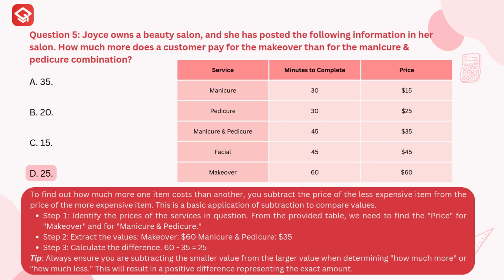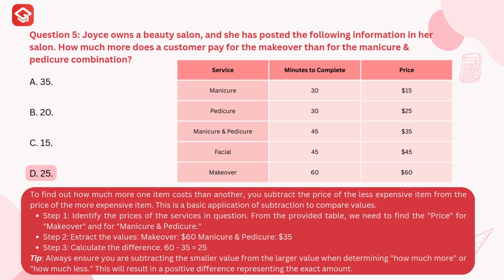The correct answer is D. 25. Explanation. To find out how much more one item costs than another, subtract the price of the less expensive item from the price of the more expensive item. First, identify the prices of the services in question. From the provided table, the price for a makeover is $60, and the price for a manicure and pedicure is $35. Next, subtract. 60 minus 35 equals 25.